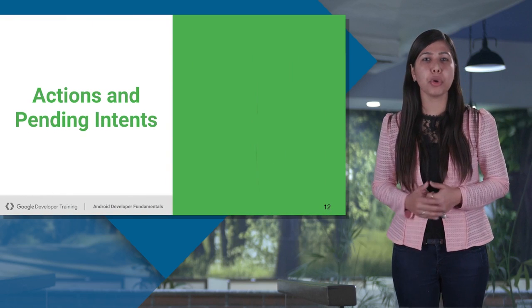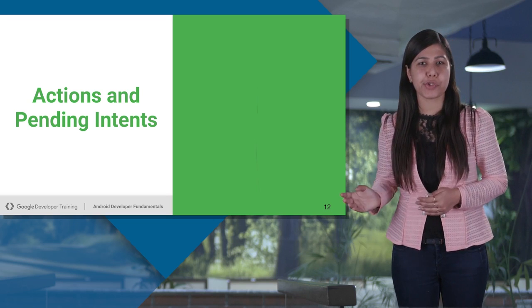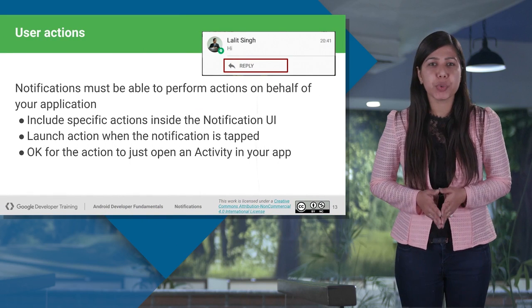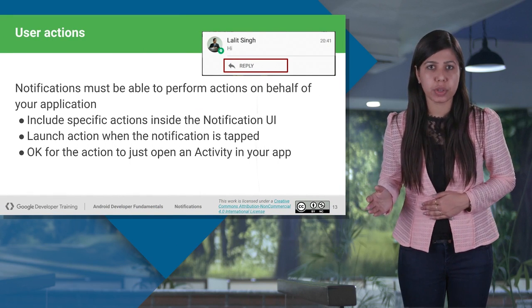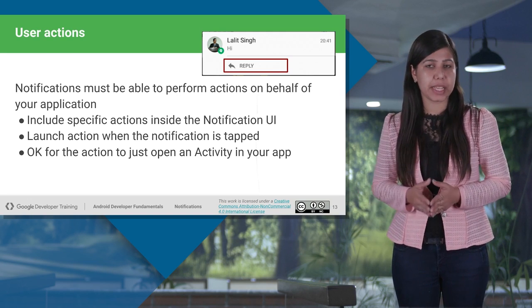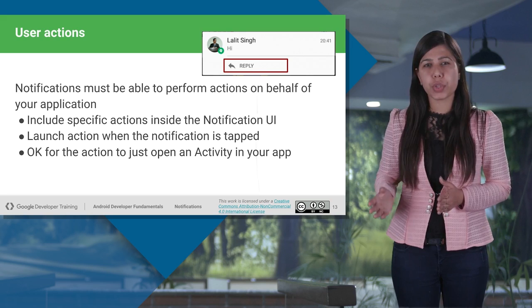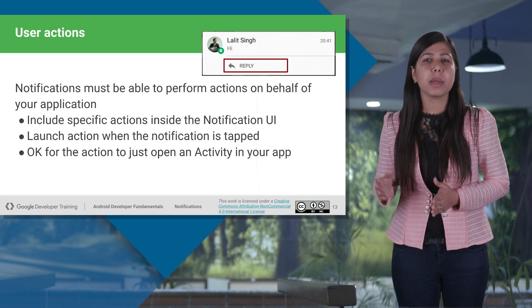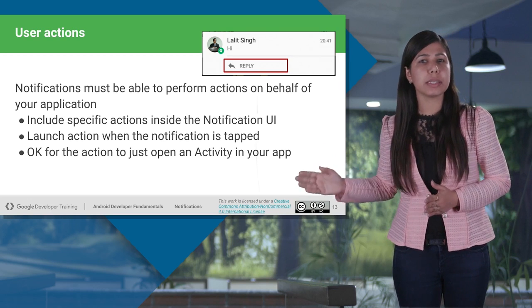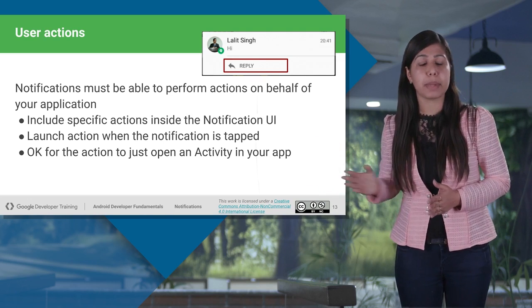Now, let's see what other properties you can add to your notifications by learning about actions and pending intents in the notifications. The other thing you can do is associate a click action with the notification UI, so the notification performs an action on behalf of your application. One of the things we normally want to do is, when we show someone a notification, you're giving them a summary. When they tap on it, it takes them to the details of it, like an action to just open an activity of your application.